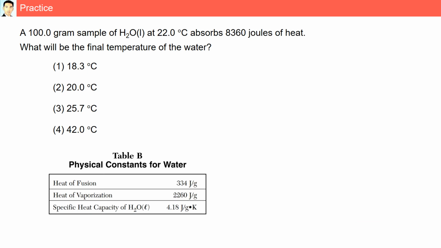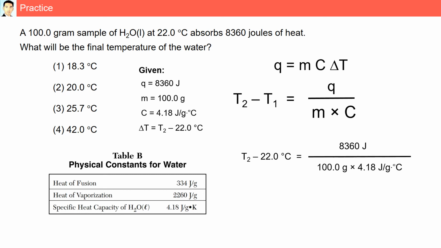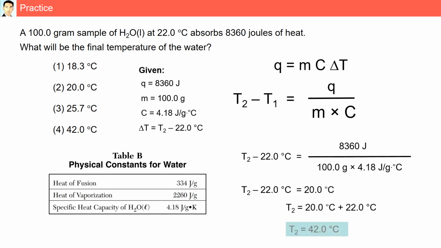Practice. A 100-gram sample of water at 22 degrees Celsius absorbs 8,360 joules of heat. What will be the final temperature of the water? Here we identify the given. Substituting into our formula, we have our final temperature as 42.0 degrees Celsius.